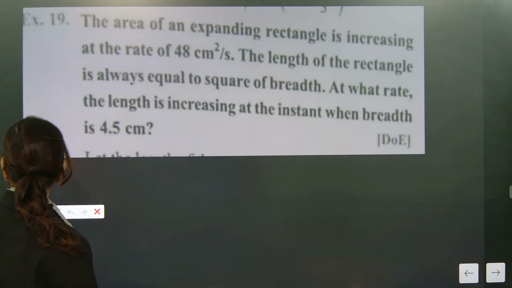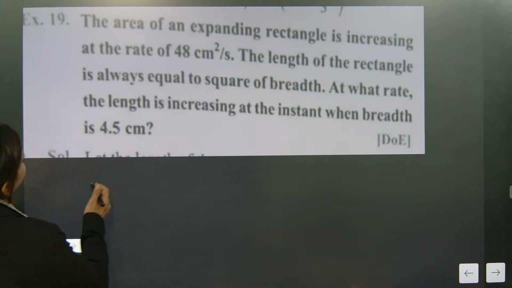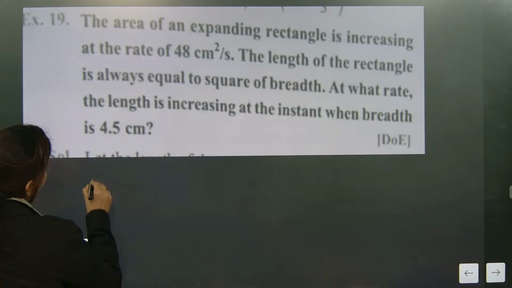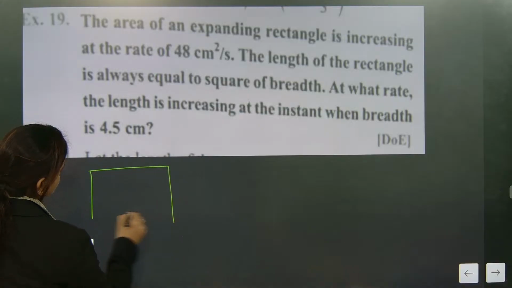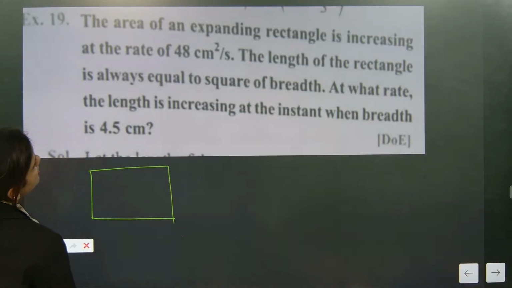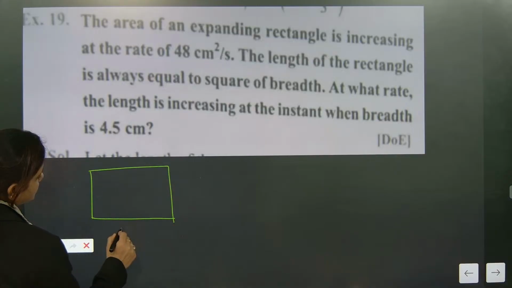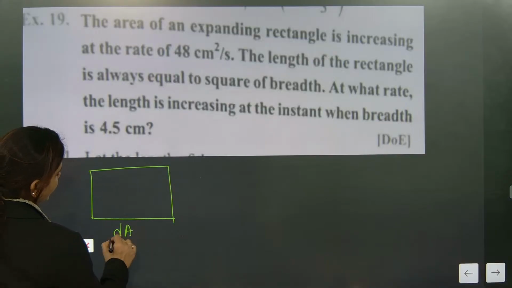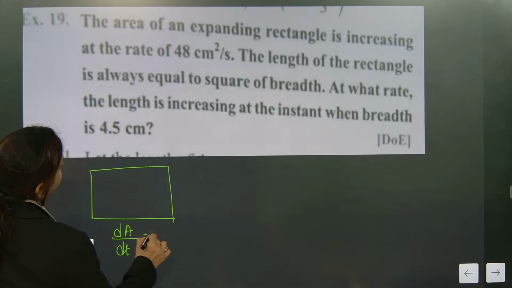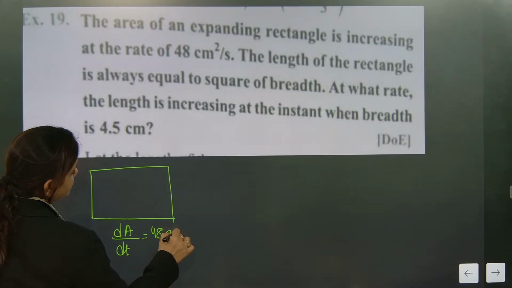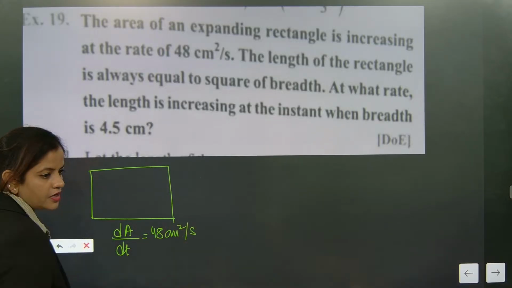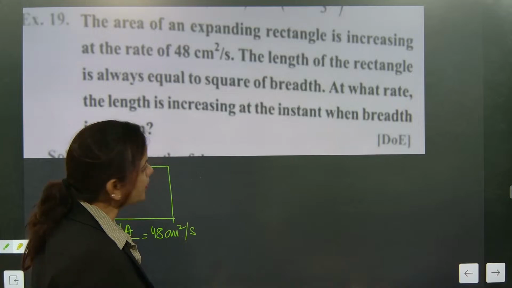Okay, now look here. The area of the expanding rectangle is increasing. So this is the rectangle, and this rectangle is expanding, so its area is increasing. The area of the rectangle increases at a rate of 48 centimeter square per second. Understood? 48 centimeter square per second.